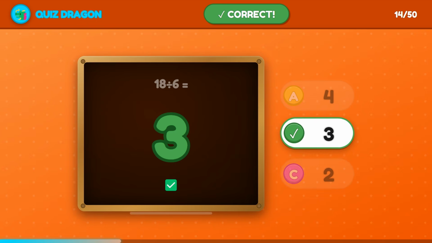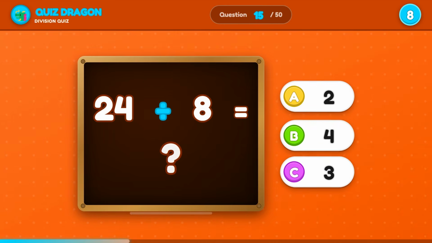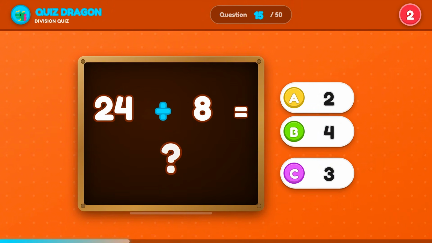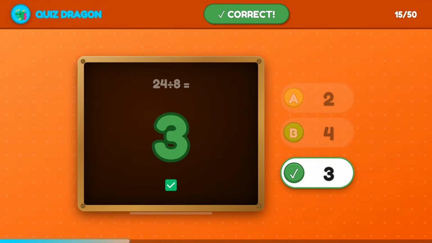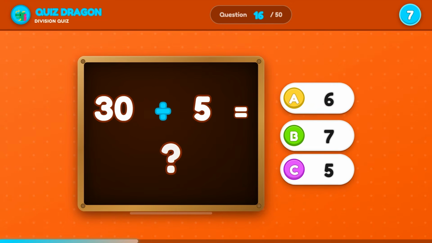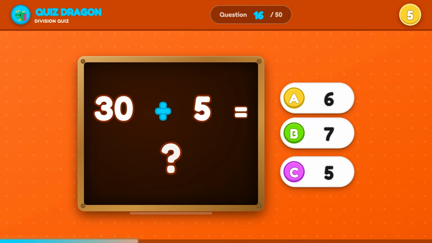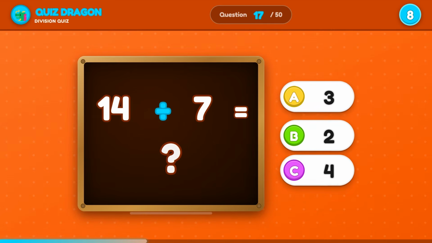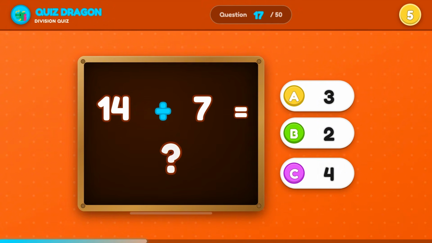The correct answer is B, 3. Question 15. What is 24 divided by 8? The correct answer is C, 3. Question 16. What is 30 divided by 5? The correct answer is A, 6. Question 17. What is 14 divided by 7?